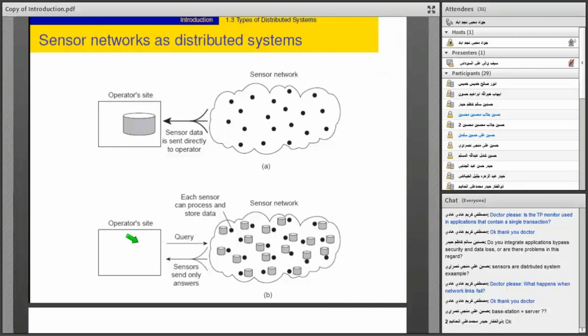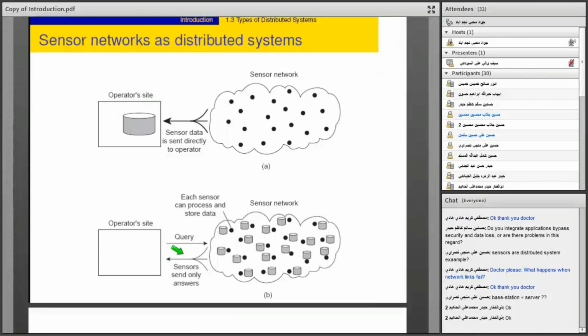When the operator side needs the latest information, it can send a query toward the sensors, and the sensors can send the answer according to the query sent from the operator side. They should send the answers toward the operator side. It's called query based.